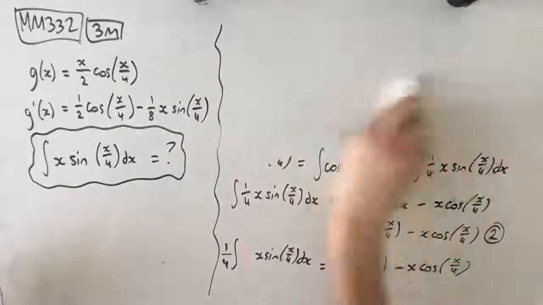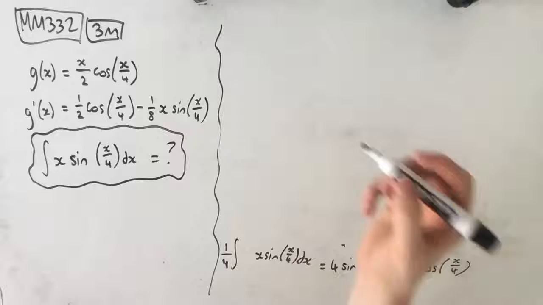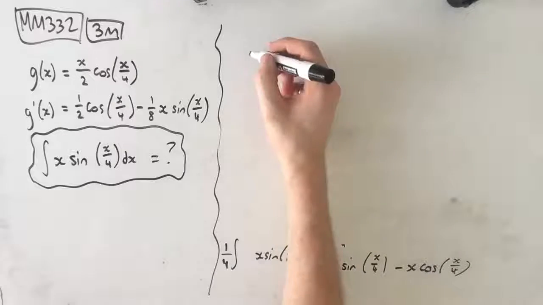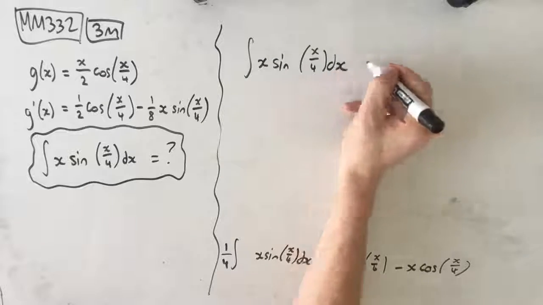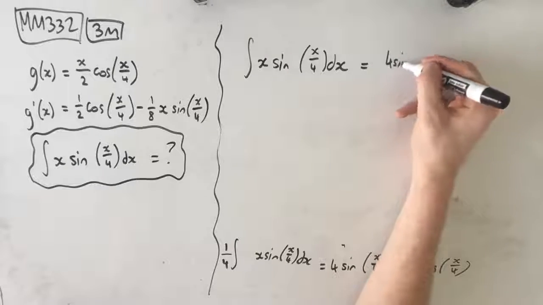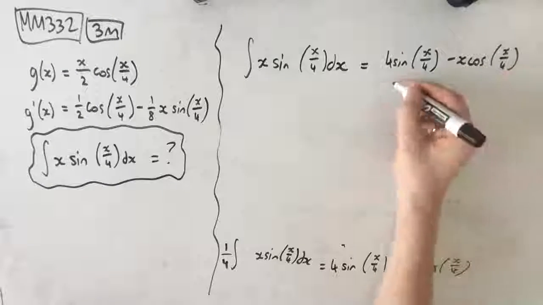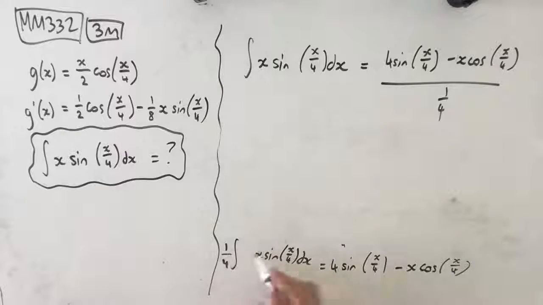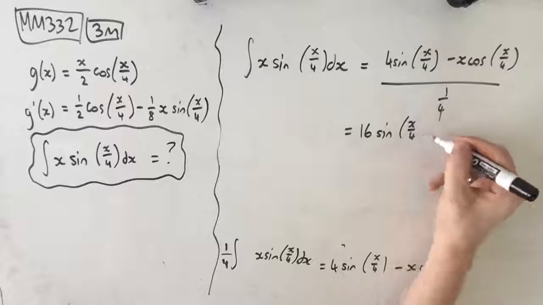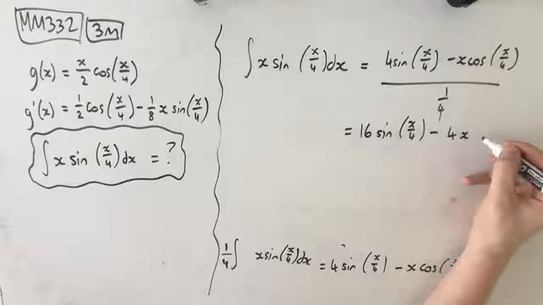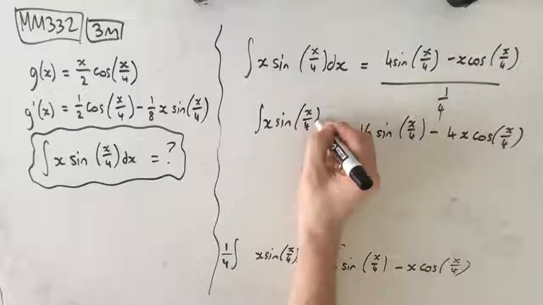So now we can actually pretty much solve this straight up from here. Because we're looking for this, we've got that there, we just need to get rid of this 1/4 here. So what we're going to do is divide both sides by 1/4, so that we end up with the integral of x sin(x/4) dx equal to 4 sin(x/4) minus x cos(x/4) over 1/4, right? Because we just divided both sides by 1/4. Dividing by 1/4 is the same as multiplying by 4. So what we get is 16 sin(x/4) minus 4x cos(x/4), which is our integral of x sin(x/4) dx.